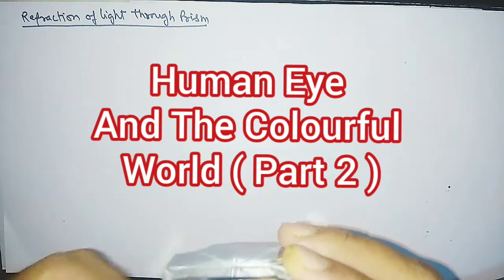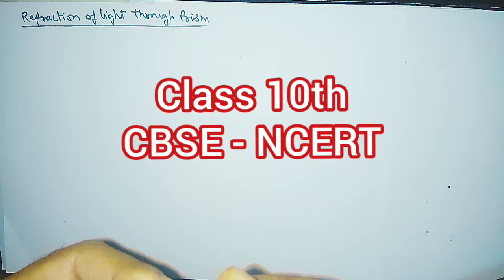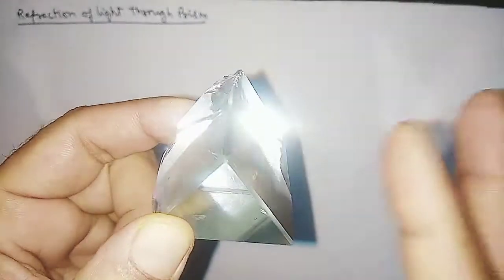Hello students, today we'll discuss the glass prism. A glass prism, you can see, has two triangular bases and three rectangular lateral surfaces. These are the two triangular bases and three rectangular lateral surfaces.